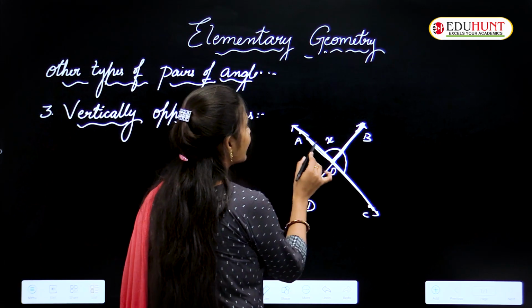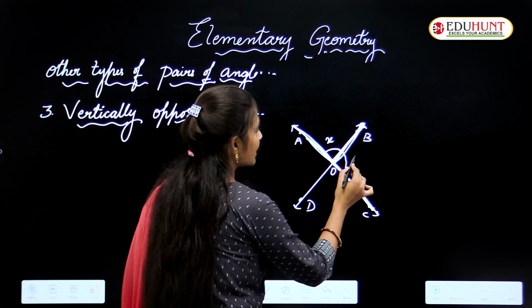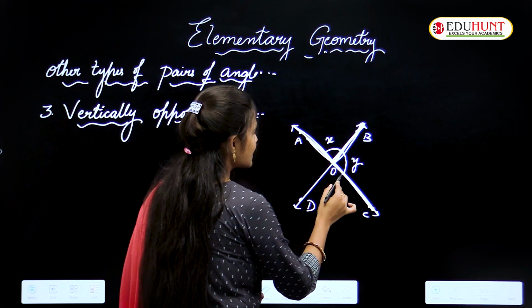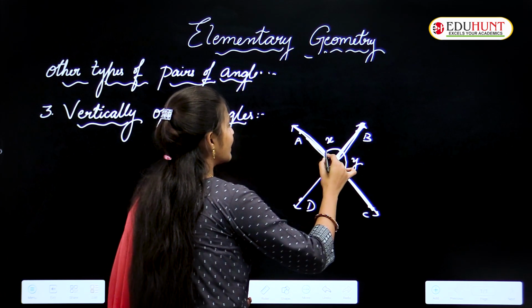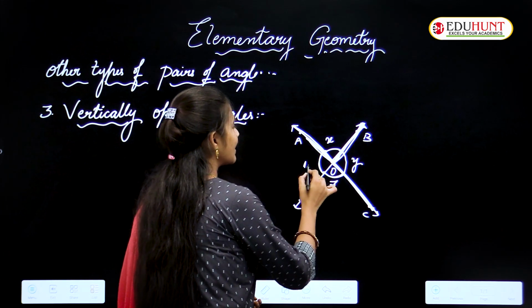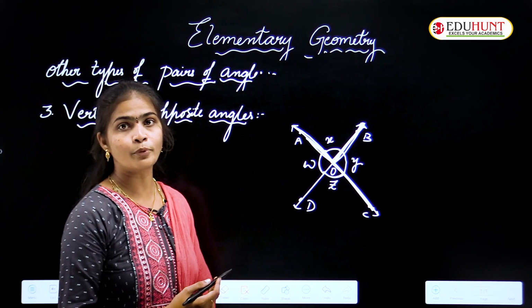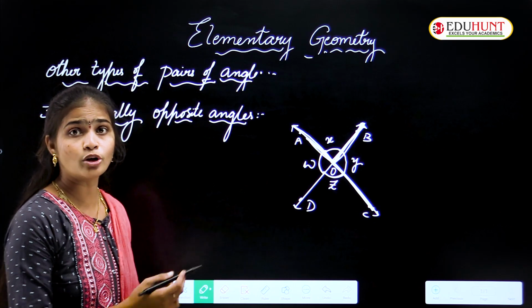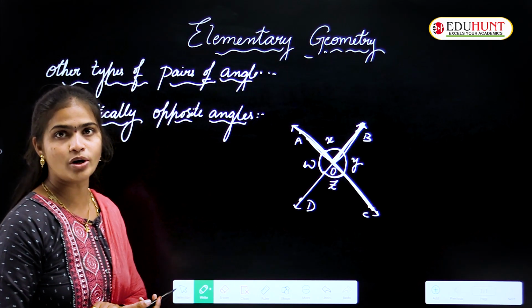When you observe, AOB is one angle, BOC is another angle, COD is another angle we can form, and AOD is another angle, which I am taking as W. So at that intersecting point, how many angles are formed in total? Totally 4 angles are formed here.